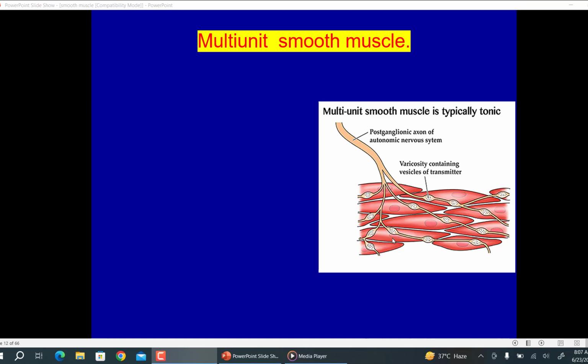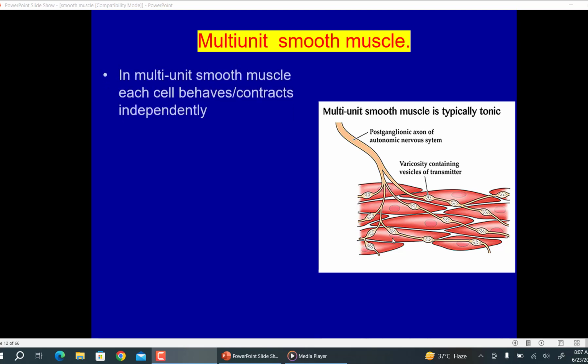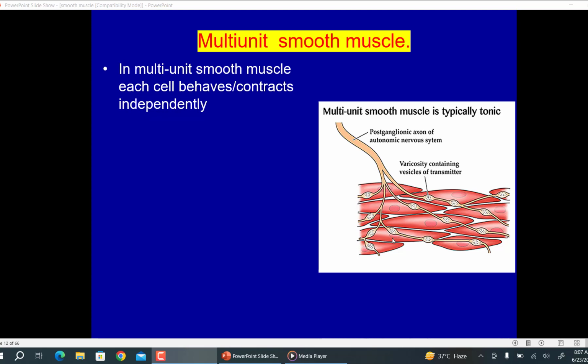Now multi-unit smooth muscle. In multi-unit smooth muscles, each cell behaves or contracts independently. Suppose we have this group and this group of the multi-unit smooth muscle, so this group will contract independently and this will contract independently. There are relatively few gap junctions between cells. So in the cell there are very few gap junctions.